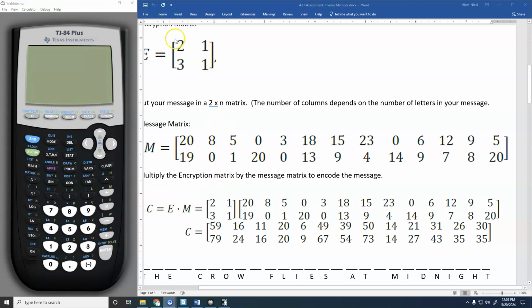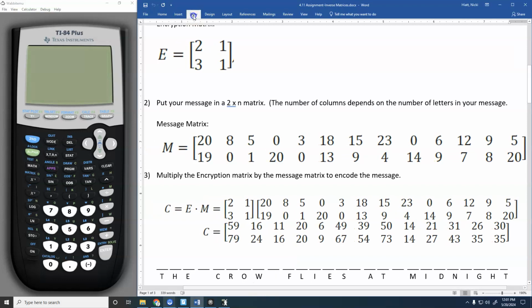For this, you will take your encryption matrix and you will multiply it by the message matrix. And let's just look at what has happened here. You guys can do this as well, or if you just want to watch.